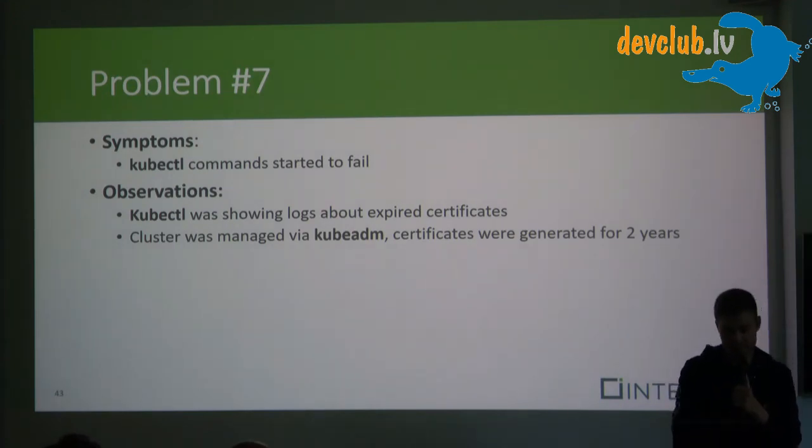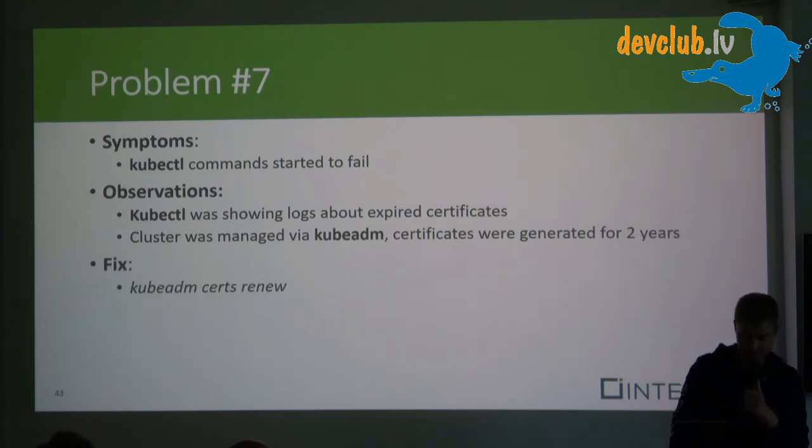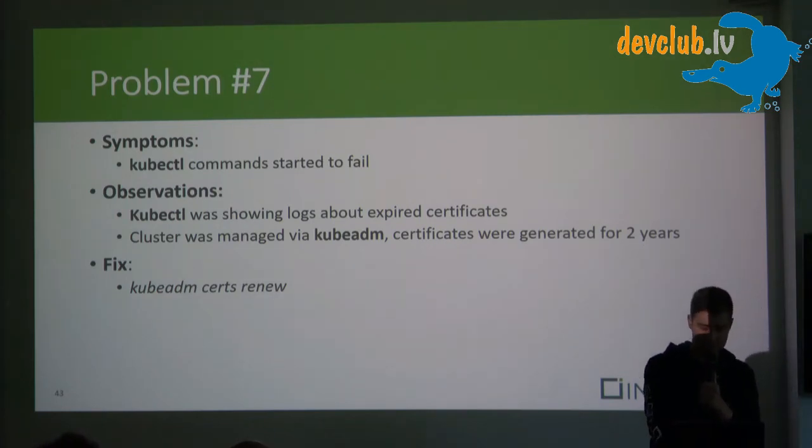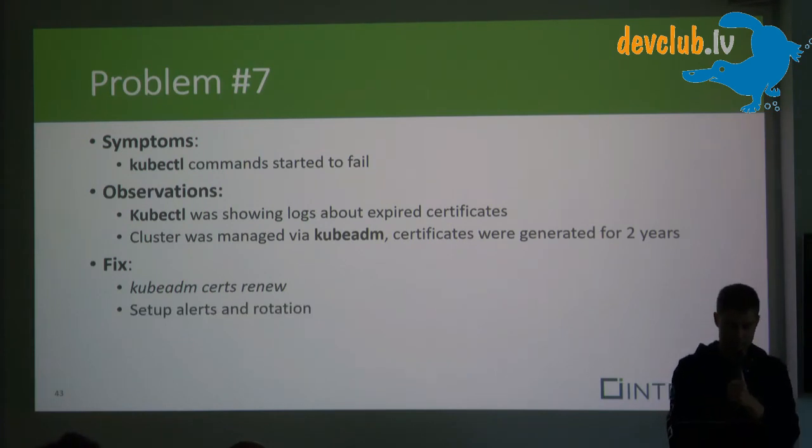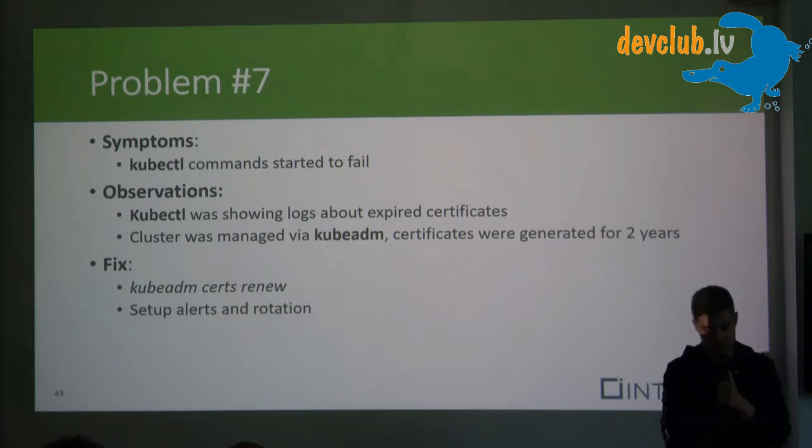We knew that they are going to be expired, and we thought that there is always plenty of time to address this issue, but how it always is, they just expired. And kubeadm provides a way to rotate them via one command, so we did it, fixed everything and saved the day. And also we configured alerts for expired certificates and configured rotation.